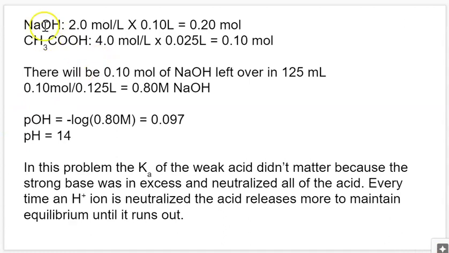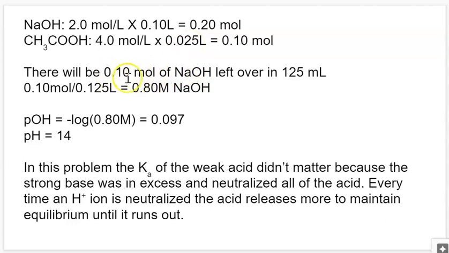So if we take our sodium hydroxide values, we end up with 0.2 moles of sodium hydroxide. And for the acetic acid, we end up with 0.1 moles of acetic acid. And you can see here that the strong base is in excess of the weak acid. And there's going to be 0.1 moles of the sodium hydroxide left over because the 0.1 moles of the acetic acid are going to react with 0.1 moles of the sodium hydroxide, and I'm going to have 0.1 moles of the sodium hydroxide left over. And our final volume is going to be 125 milliliters because we had 100 milliliters being mixed with 25 milliliters.